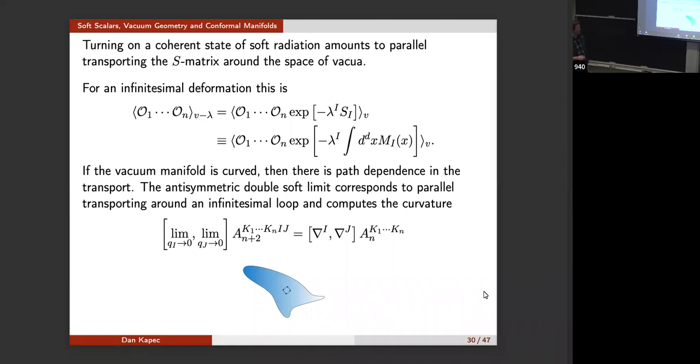Okay? So antisymmetric double soft in the nonlinear sigma model just computes the curvature of the vacuum manifold at that point. Okay? And that's going to be a very important geometric way of thinking about antisymmetric double soft in gauge theory. It's kind of a way to understand that there really is this moduli space of vacua in gauge theory, which is a little bit confusing to think about, but you know it's there just because this thing computes its curvature.